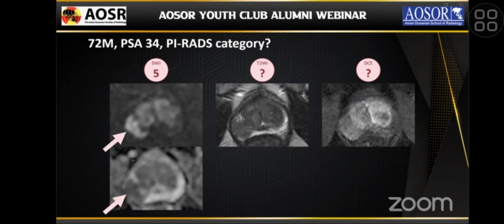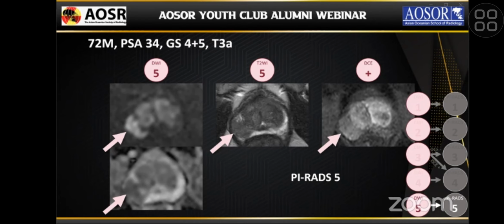DWI shows a focal lesion with marked diffusion restriction in the right peripheral zone. DWI score is 5 due to its size. T2WI shows a focal hypointense lesion in the same area, making this lesion T2 score of 5. The lesion shows early contrast enhancement. Based on the DWI finding, the overall PI-RADS category is assessed as 5.